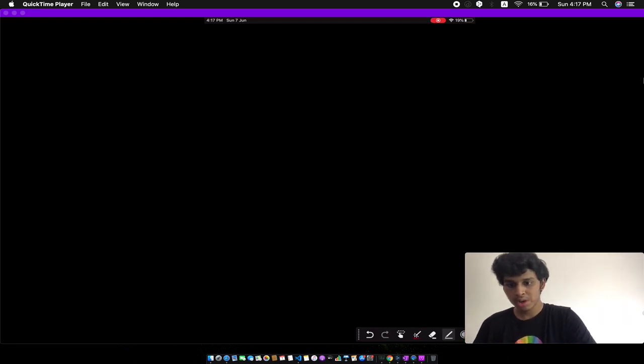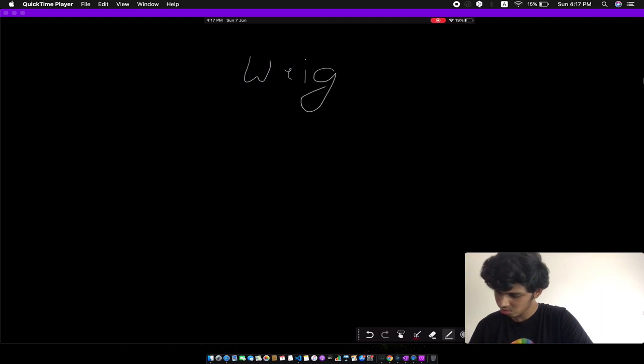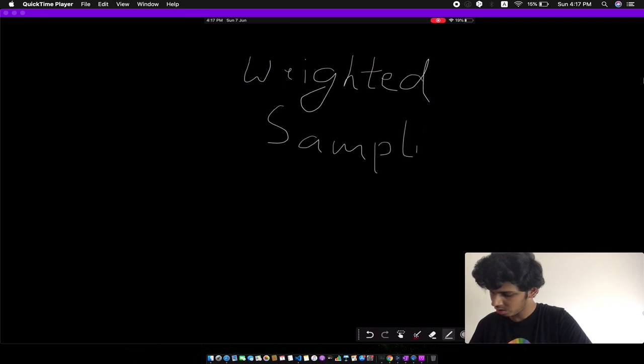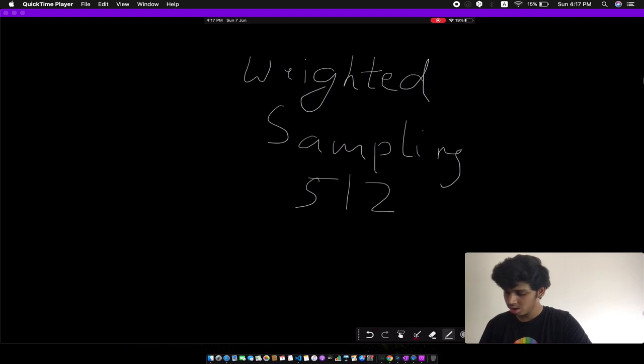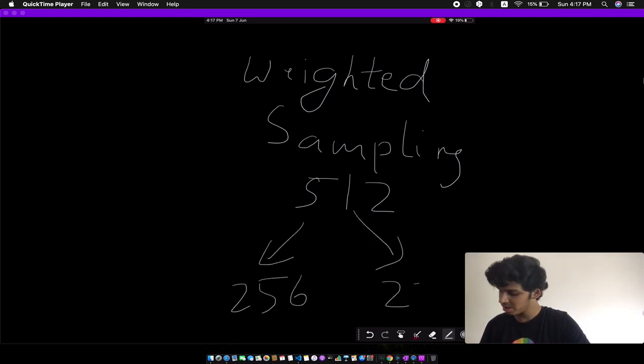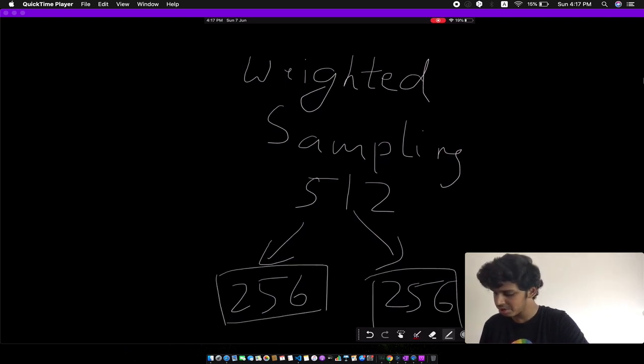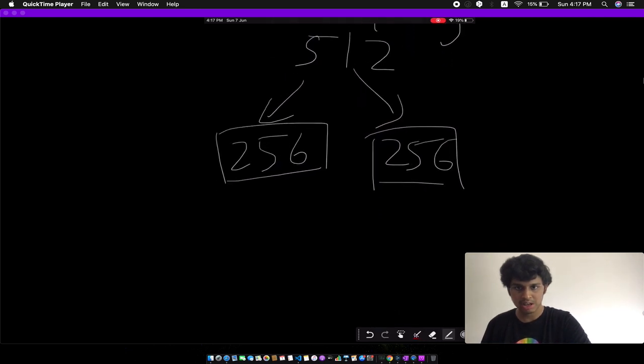So to combat this problem, we're going to use a simple technique called weighted sampling. Let's say we had a batch of 512 images. Ideally, we want 256 positive images and 256 negative images, approximately. This is what you would call a balanced batch of data because there are equal numbers of both classes.